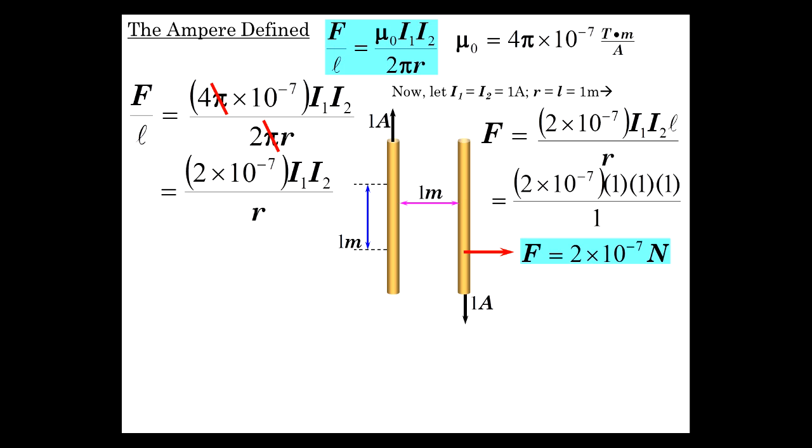So the answer to the question is, how do we define an ampere? If two 1 meter segments of wire separated by a meter have a force of 2 times 10 to the negative 7 newtons interacting between them, that is associated with a current of exactly 1 ampere. So just change the current until you get that force, and you got your answer. That's an amp.